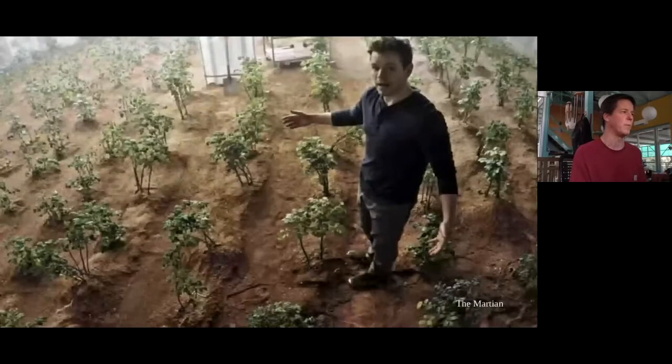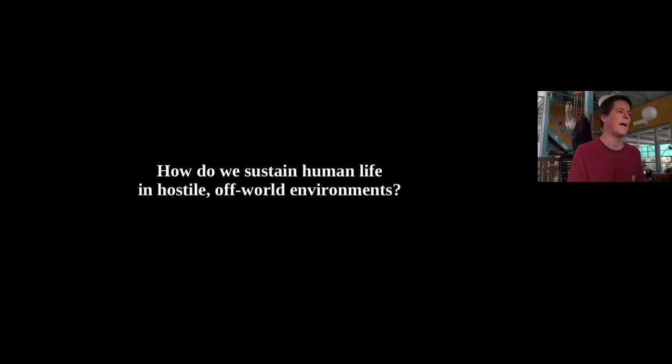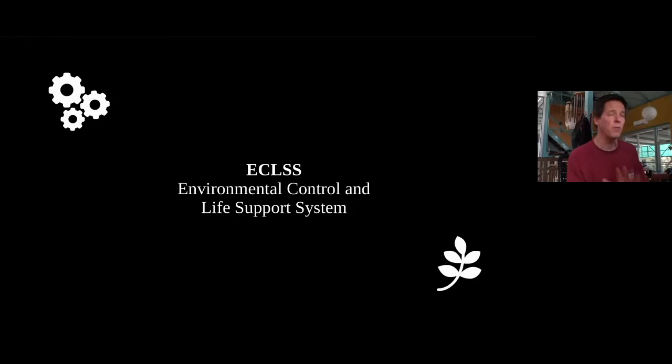So we have these environments that we've seen on film, we've read about them in books, and we get excited about them, but there's a lot of things that get in the way. So we have to ask the question, how do we actually do this? And it comes down to one basic, well, there's a number of functions, but there's one basic thing we really have to be concerned about, which is environmental control and life support system. That's what keeps the humans alive.